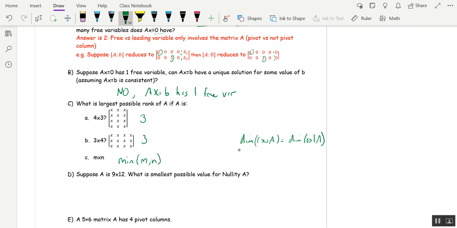All right. Next one, suppose A is 9 by 12. What's the smallest nullity that A could have? Well, the maximum rank would be 9, because 9 is the smaller of 9 and 12. If the maximum rank is 9, then the minimum nullity is 3, because rank plus nullity has to be 12. The nullity will be the smallest when the rank is the largest, but the largest the rank can be is 9.